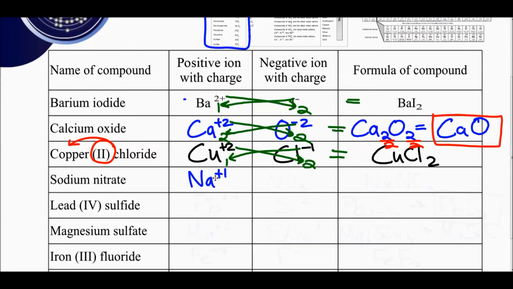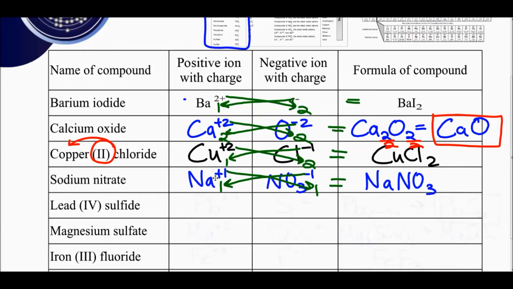Nitrate we find on our periodic table, and we find its formula to be NO3 and its charge to be a -1. When you crisscross those charges, the 1 comes on the outside of your NO3, and the 1 from the NO3 comes down to the sodium. Your final formula is NaNO3.